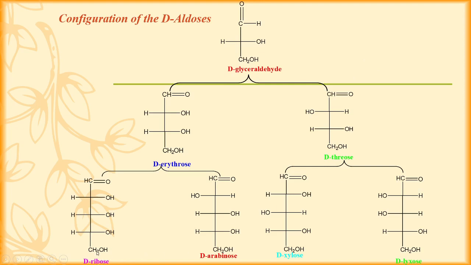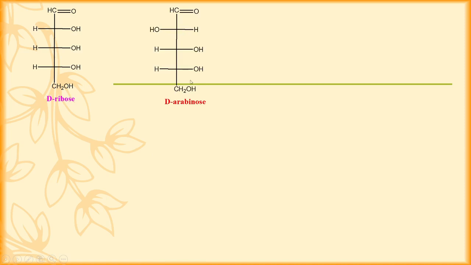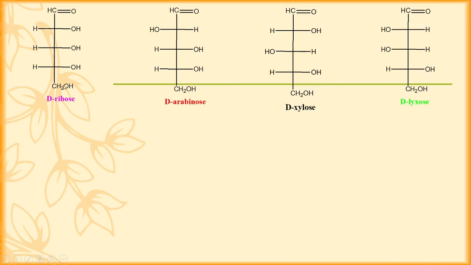Again this D-ribose can be converted. Let's see. This D-ribose is a pentose sugar because there are 5 carbon atoms, and it can be converted into hexose. So how can it be converted? First of all we write our 4 pentose sugars, that is D-ribose, D-arabinose, D-xylose and D-lyxose. Again this D-ribose can be converted into 2 hexose molecules.